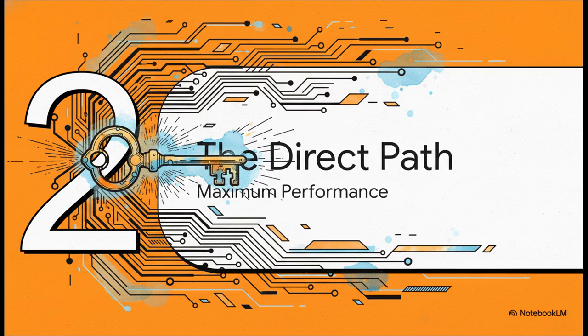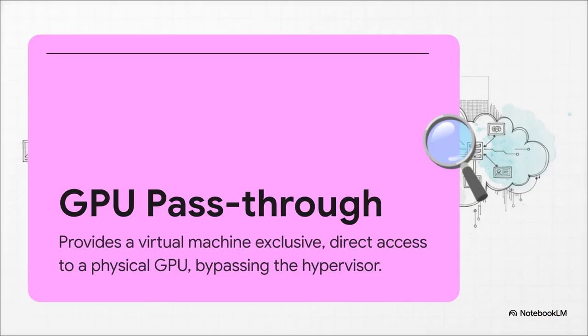Let's start with the simplest, most direct way to do this, GPU pass-through. If you think about one thing here, think maximum performance. This is all about giving one person the keys to the kingdom. The concept here is actually pretty straightforward. Pass-through gives a single virtual machine total, exclusive, direct control over one physical GPU. The hypervisor just steps aside. And I love this analogy of a dedicated company sports car. It's all yours. All the power, all the speed, and you don't have to share it with anyone.